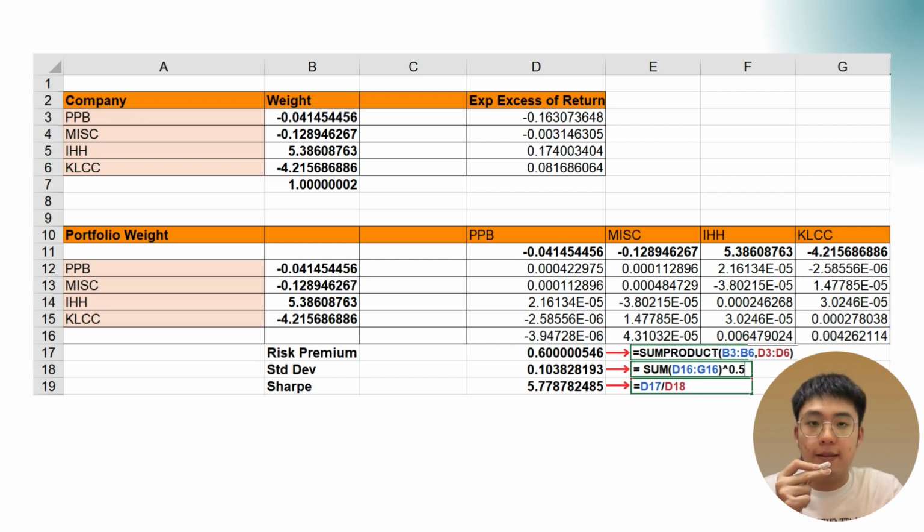Next, the expected risk premium of the portfolio is the sum of the 4 expected excess returns with their corresponding weightage of the company. Last, the Sharpe ratio is obtained by the risk premium divided by the standard deviation of the portfolio.